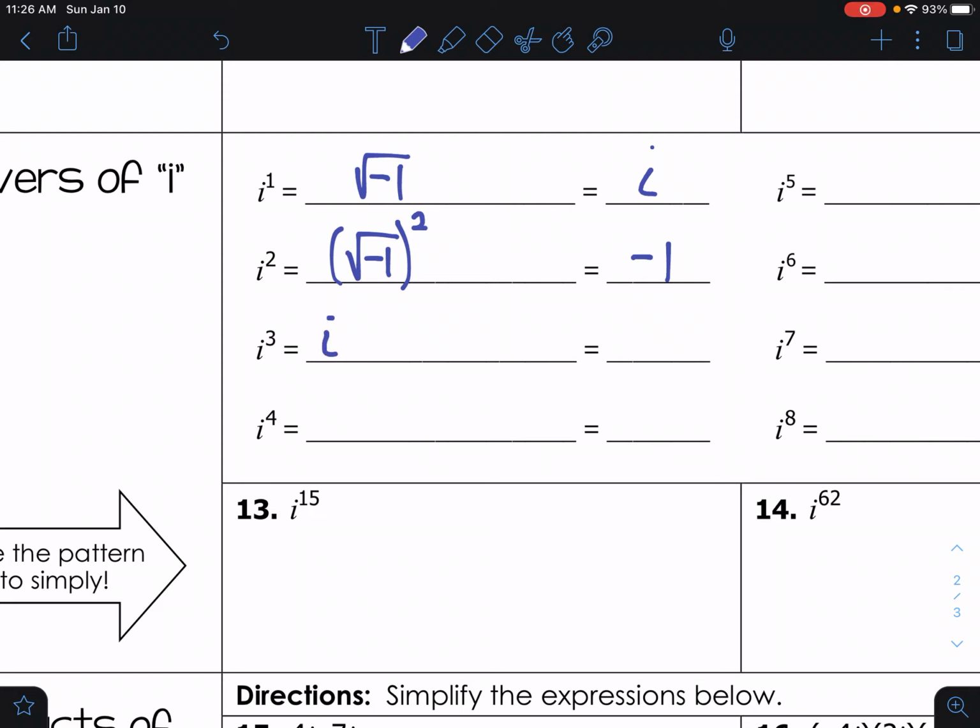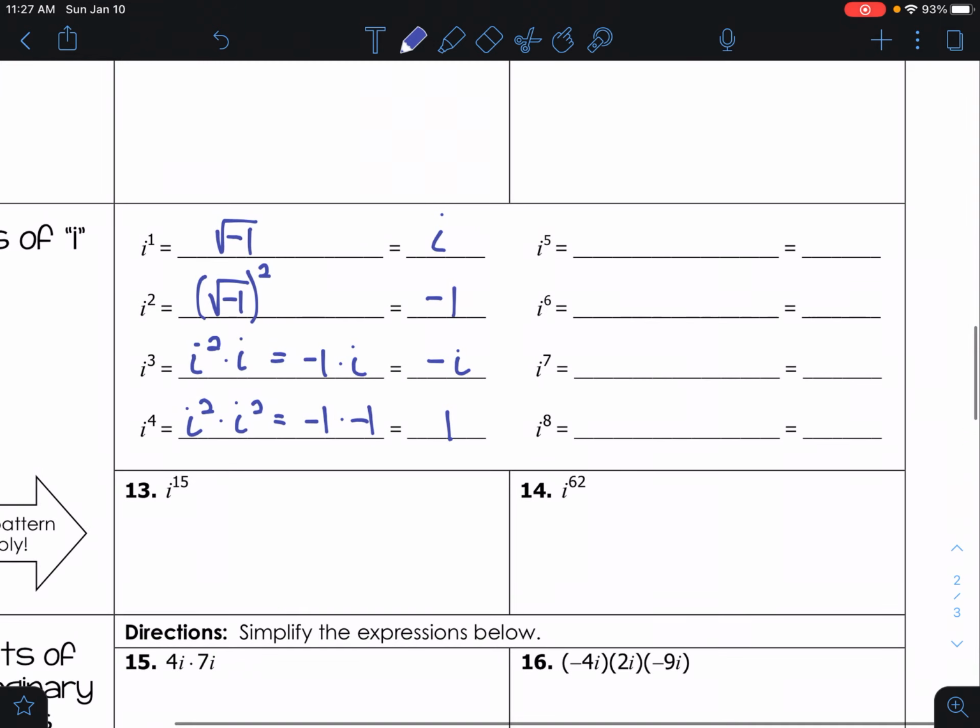Well, this is i squared times i, right? And we know that i squared is negative 1. So this would just be negative i. This would be i squared times i squared. We know that that's negative 1 times negative 1, which would be positive 1. And this pattern, you can kind of use this to just keep going here.